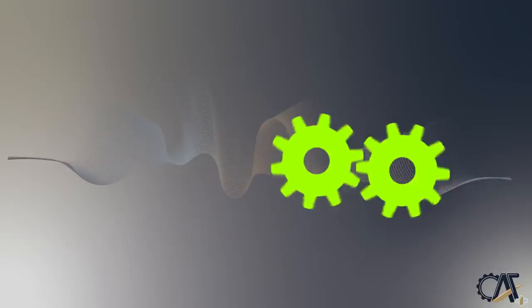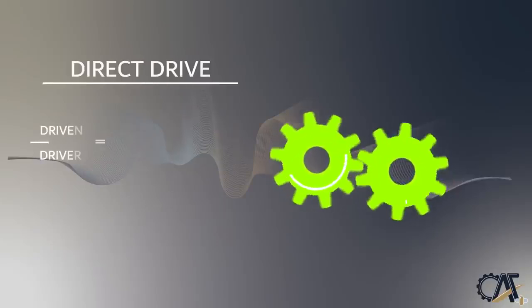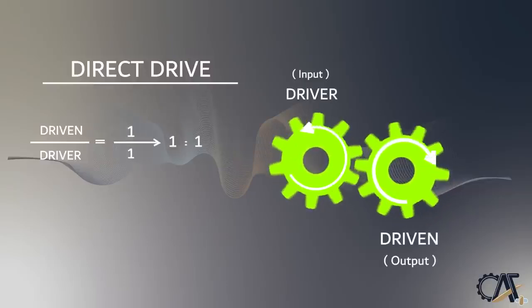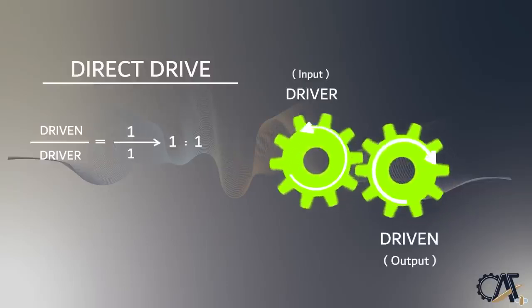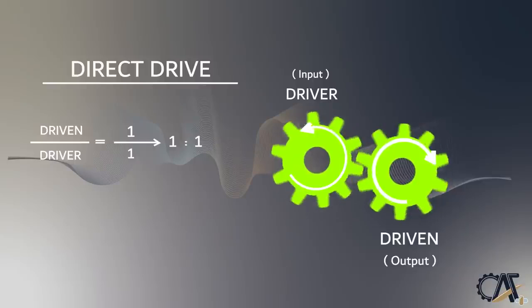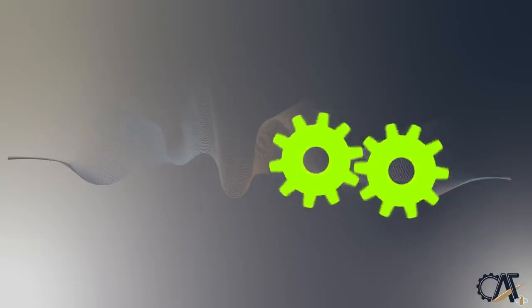Now, if both the driver and driven gear have the same size, this mode of gear is called direct drive. This means the ratio between the number of teeth of the driven and driver gear is 1. Thus, for every revolution of the driver or input shaft, the driven or output shaft will revolve the same number. Also, in the direct drive mode, the torque transferred between 2 gears is the same.